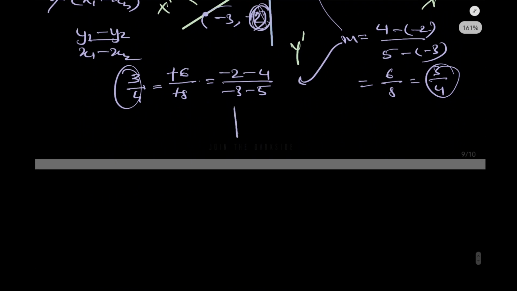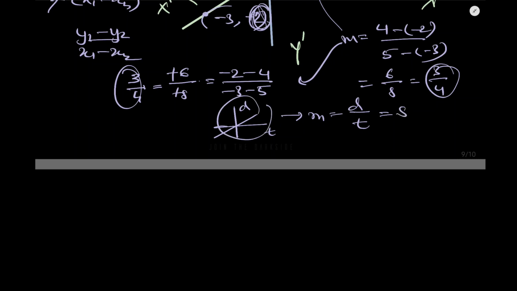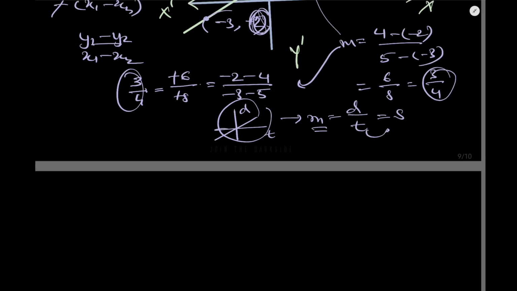Also, if you have a distance time graph, the slope of the line will give you the speed. Let's see what m here will be. M here will be d, which is the y-axis, upon t, which is the x-axis. All of us know that distance upon time is speed. That's why in a distance time graph the slope will be speed.